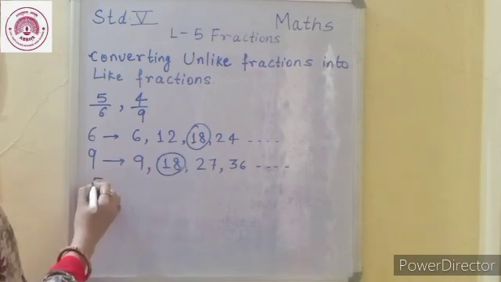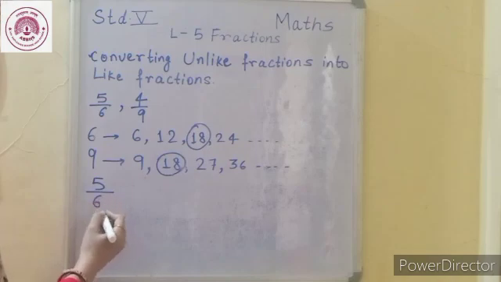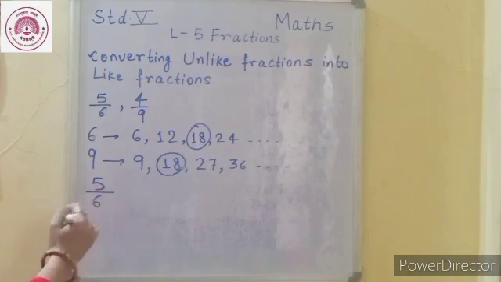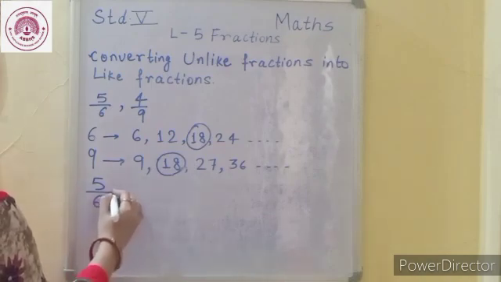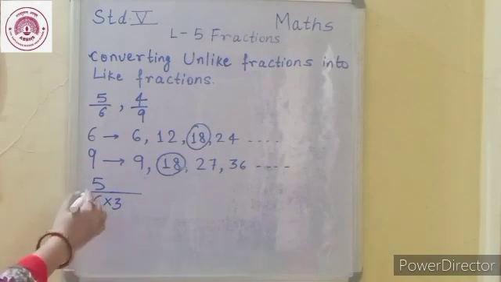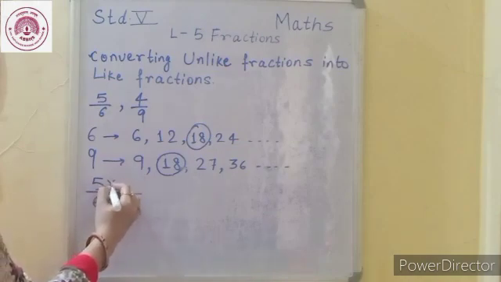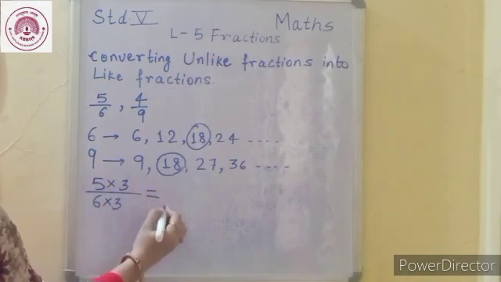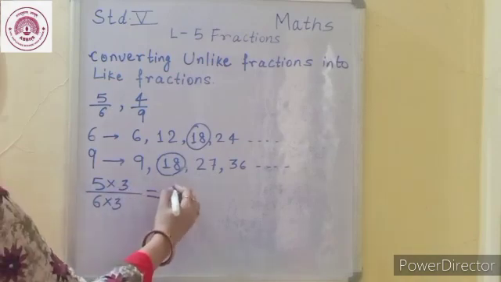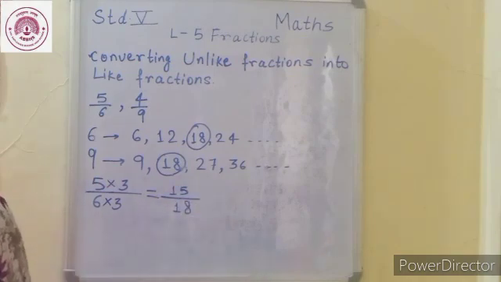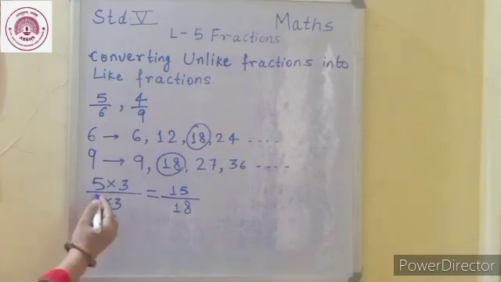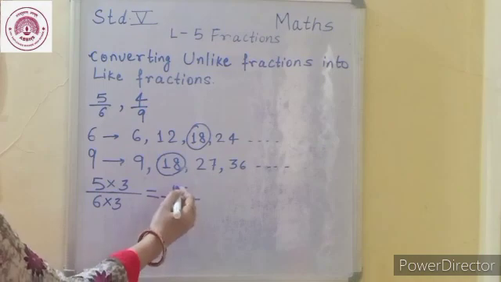Now taking 5 by 6. As we have to convert 6 into 18, we have to multiply 6 by 3 so that we get 18 as the denominator. And now multiplying the numerator by the same number, we get 15 as the numerator and 18 as the denominator. So 5 by 6 is converted into 15 by 18.